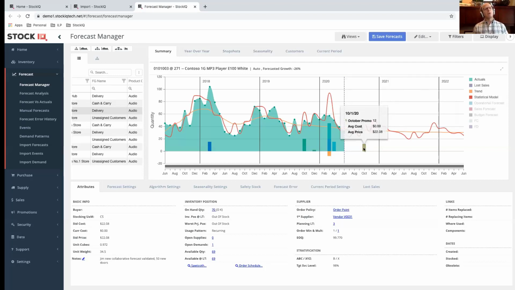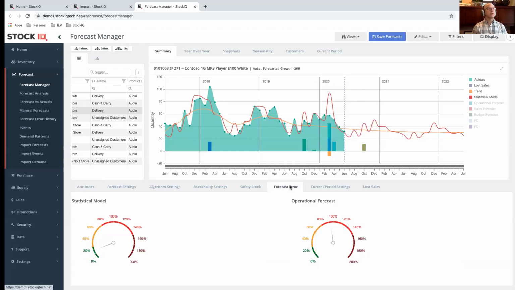You'll also note that there is a promotion that has been entered in for this specific item. So we've included promotional activity so that we have time to generate the replenishment for this. So with all of this information, we're calculating that forecast.